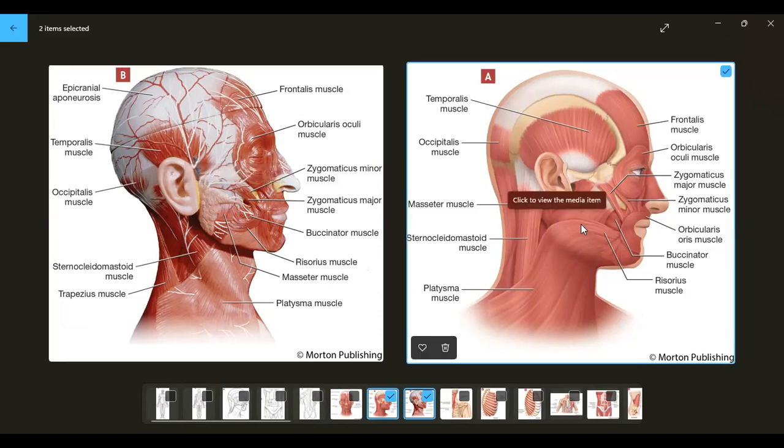The masseter muscle, this is one you want to be aware of for your origin insertion quiz. It helps close the jaw, and it is one of the muscles of chewing. It originates on the zygomatic arch and maxilla and inserts on the mandible.